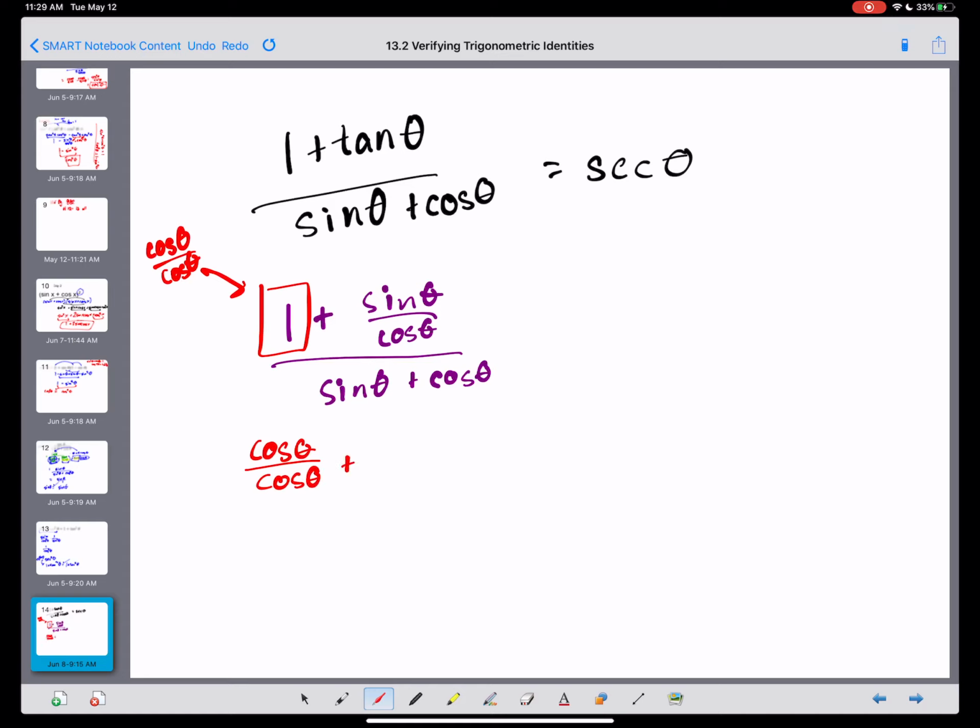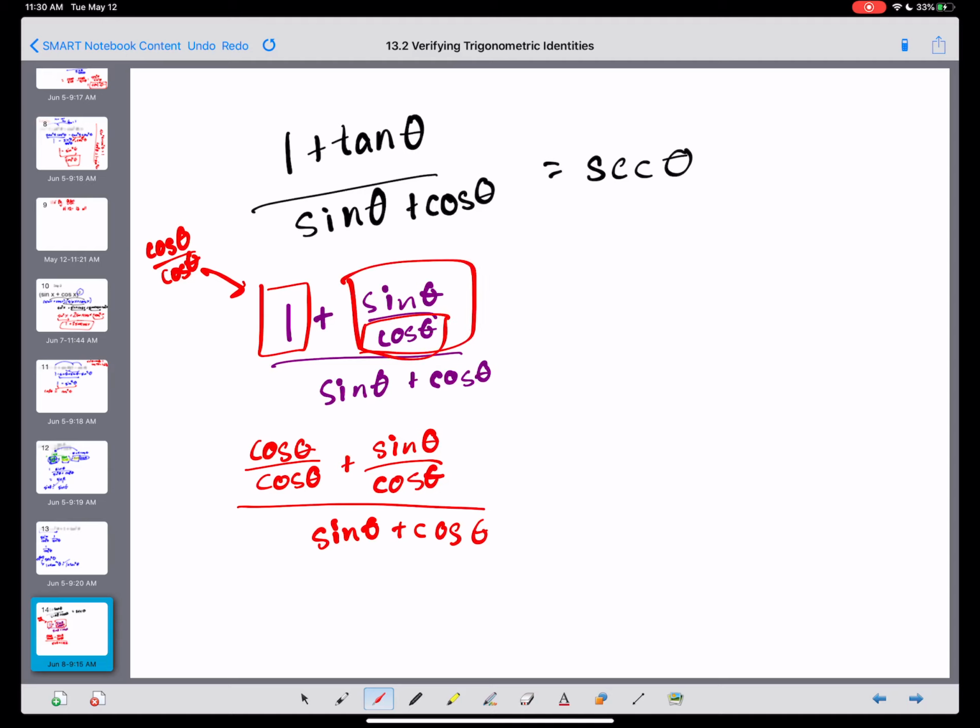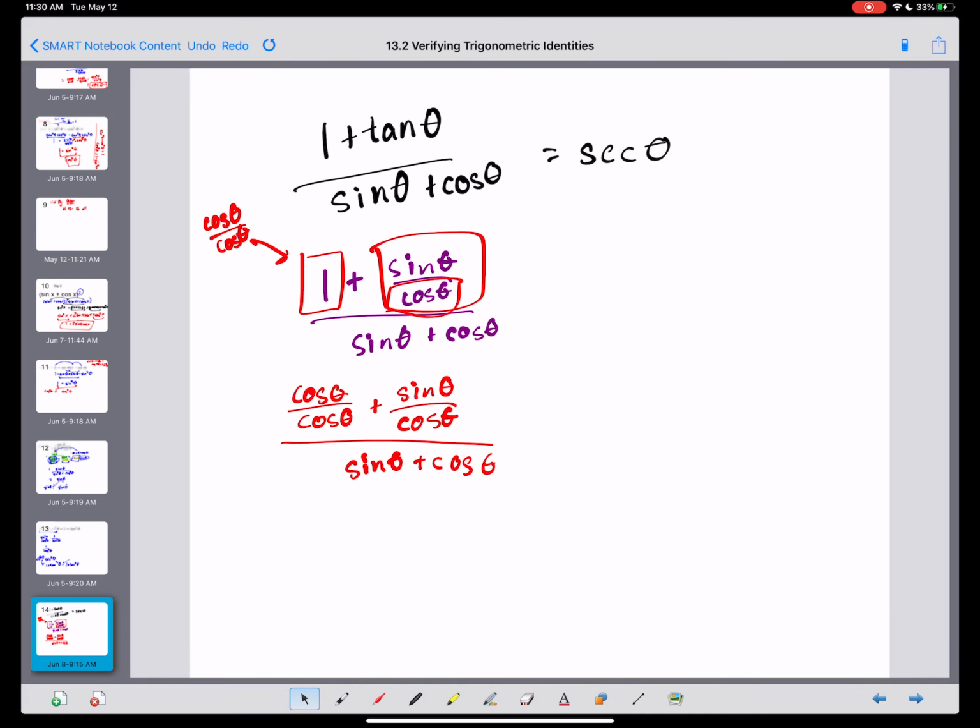The reason why I can do that is 1 can be anything you want over itself, right? The reason why I specifically chose cosine over cosine is because I notice that this term had a cosine on the bottom. So by doing that, that allows me to combine the top, like so.